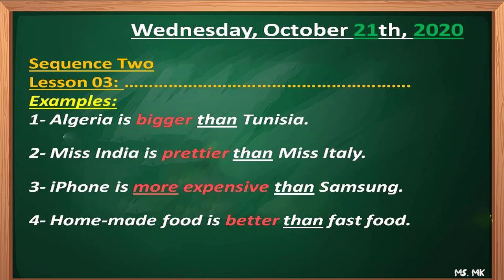Then you have the third sentence. iPhone is more expensive. We added more here and we didn't add more in big and pretty. Why? And in the fourth one, homemade food is better than fast food, the adjective has changed completely. Why? So your pupils are going to do their best to make the difference between the sentences and the forms of adjectives.